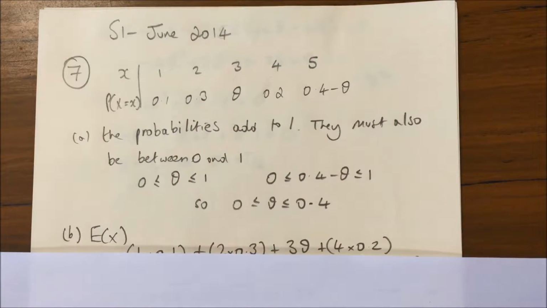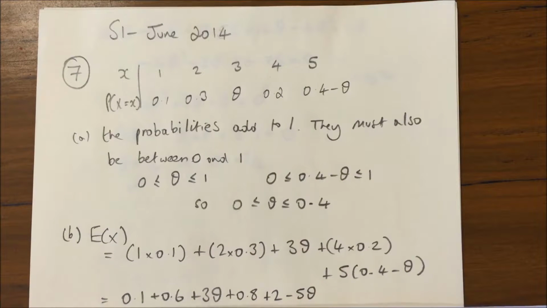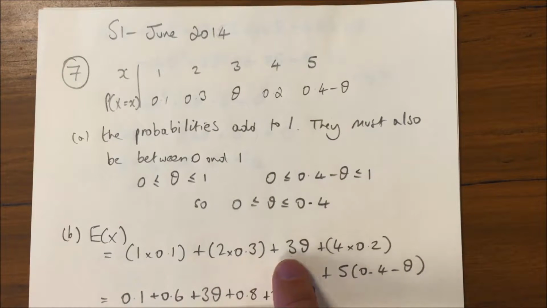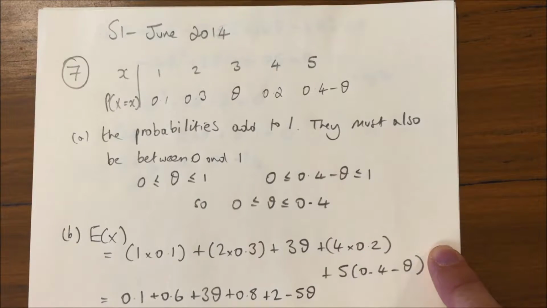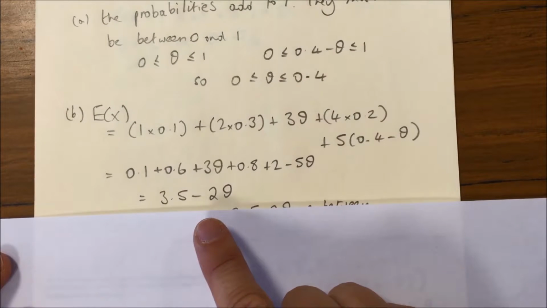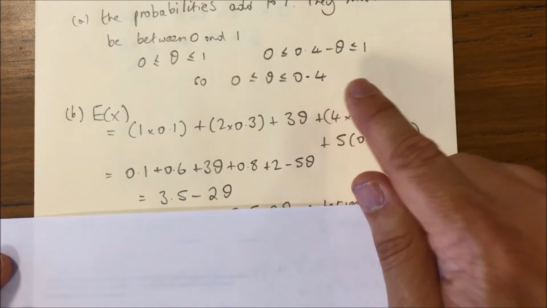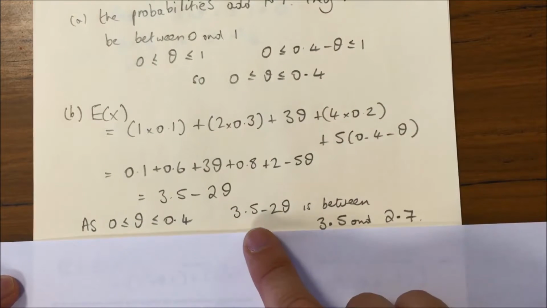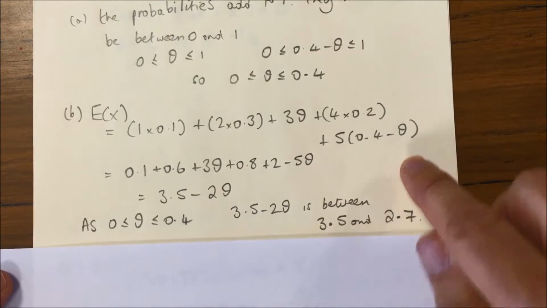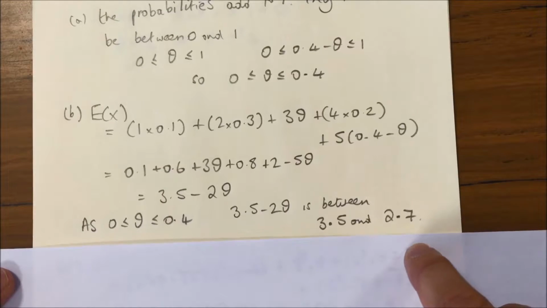Once I've done that, I'm going to work out my E of x by doing value times probability all the way along. Okay, and I'm going to add those pairs together. That gives me these 5 pairs of numbers, which I'm going to simplify down, and they give me 3.5 minus 2 theta. Because we know that theta is between 0 and 0.4, that means that 3.5 minus 2 theta has got to be between 3.5 and 2.7.